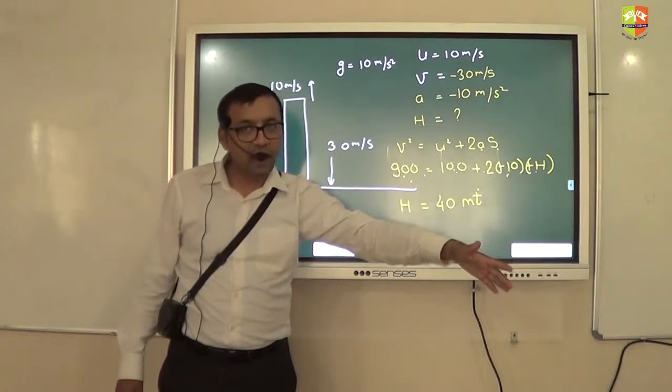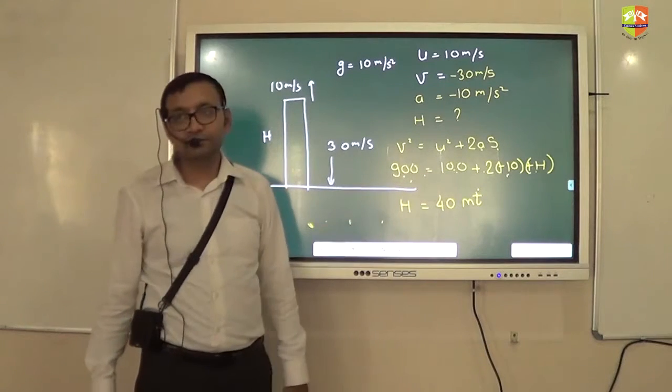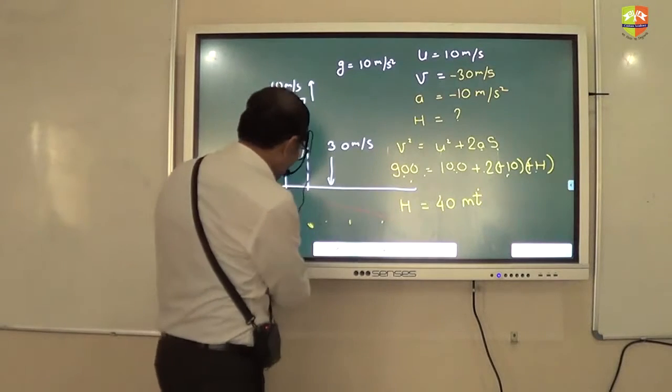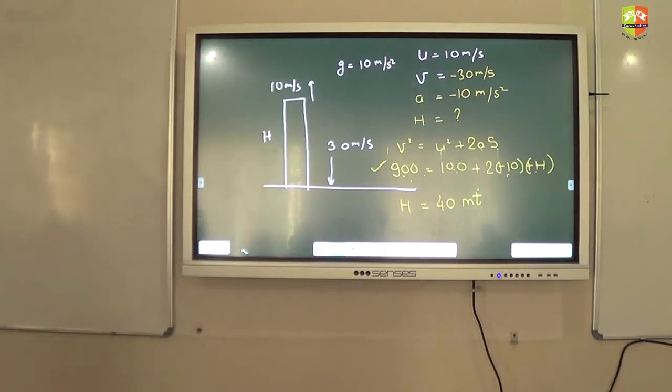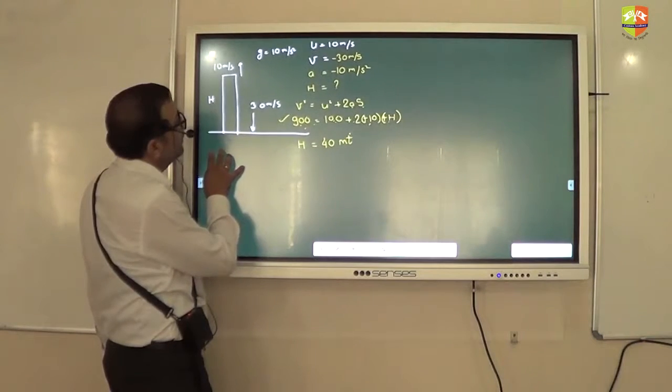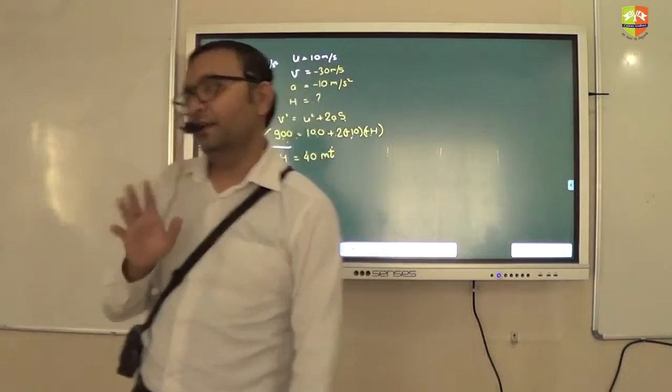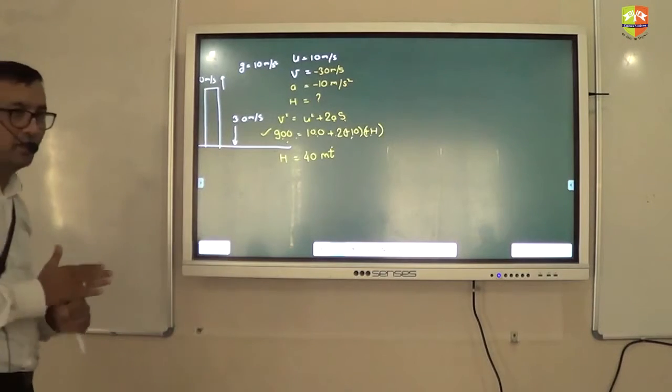You please do it yourself. 900 minus 100 is how much? See, calculation I want you to do yourself. Write this in your notebook and try to solve it. Lot of the concepts are written on the board, calculation you do yourself. Quickly find out. Done? 40. Understood? See, if you are not writing anything, then even if I solve 1000 questions here, it will not help you. You have to write it down. You have to solve.